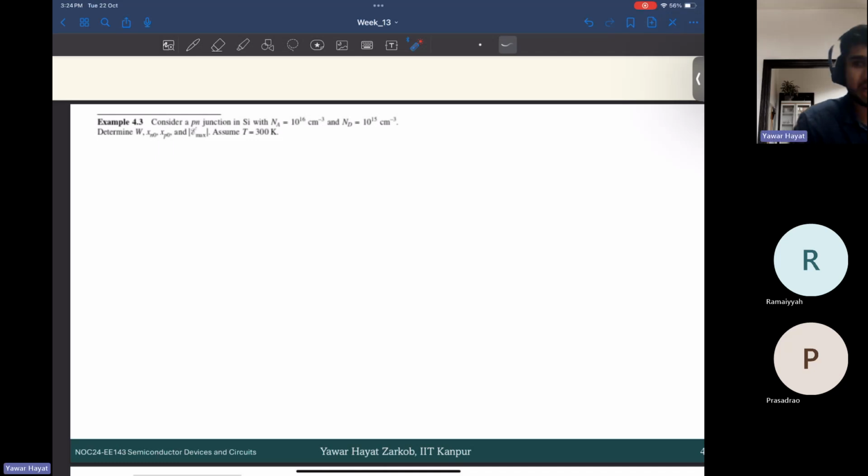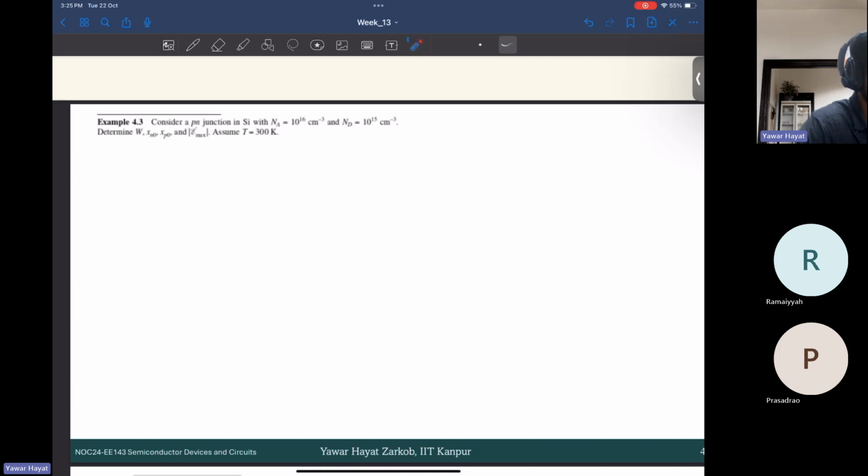Okay, so let's start this one. You need to consider a PN junction in silicon. Na is given as 10 to the power 16 per centimeter cube. Nd is 10 to the power 15 per centimeter cube.